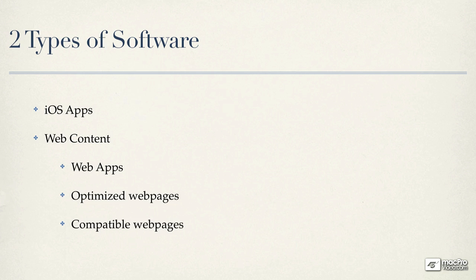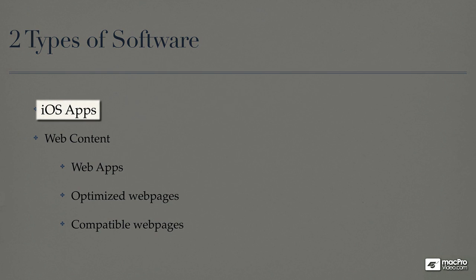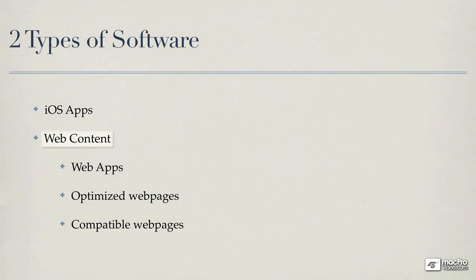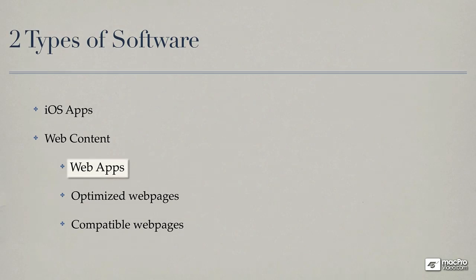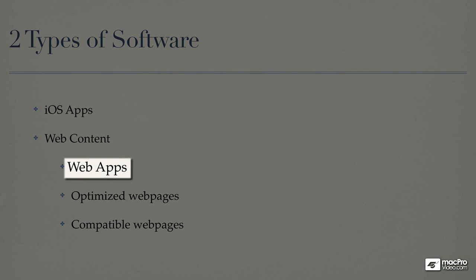There's two types of software. iOS apps, which are the ones that we're developing with Xcode and with Objective-C. You've also got web content. So that would be HTML pages designed more or less for running on a mobile app. You have web apps, which can look exactly like a regular app. They can have an icon, they can hide the interface, so they just look like an app.